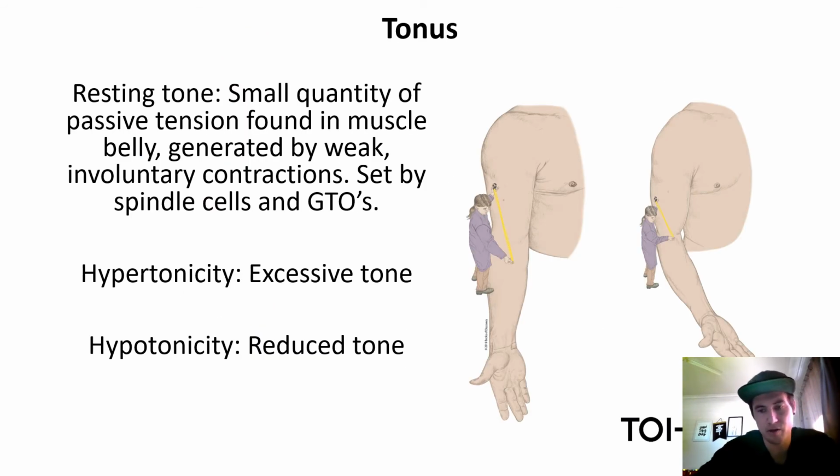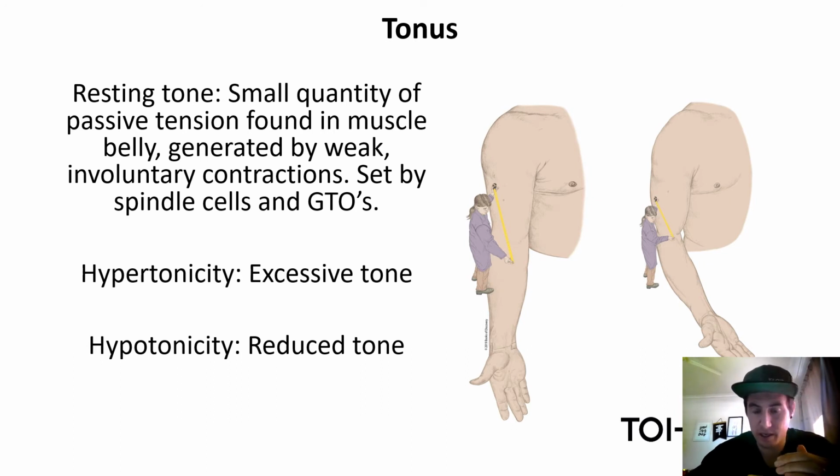So you've probably heard of muscle tone. It's a small amount of passive tension within a muscle, and it's generated by weak involuntary contractions. And these are set by the muscle spindles that detect the rate of change of stretch, and the GTOs, or Golgi tendon organs, which detect change in load within a tendon. So they help maintain a little bit of tension within a muscle.